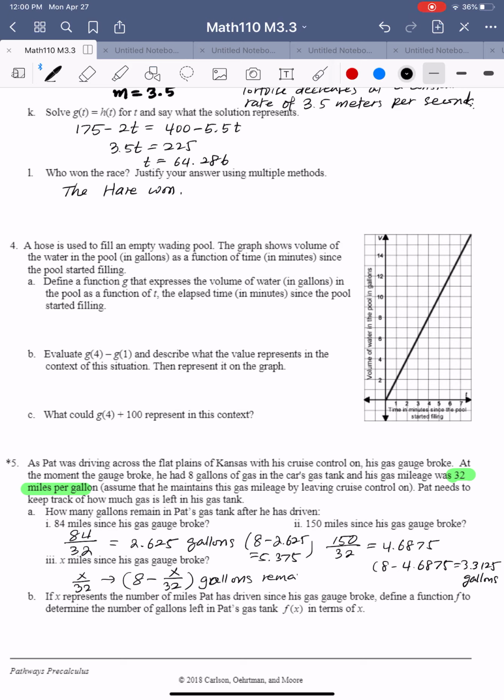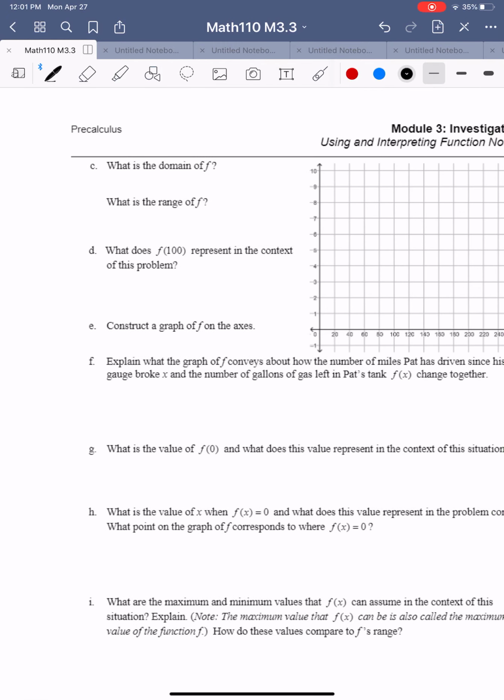So if x represents the number of miles Pat has driven since his gas gauge broke, define a function f to determine the number of gallons left in his car's gas tank, which is 8 minus x over 32 gallons. Okay. All right, let's do the next page.